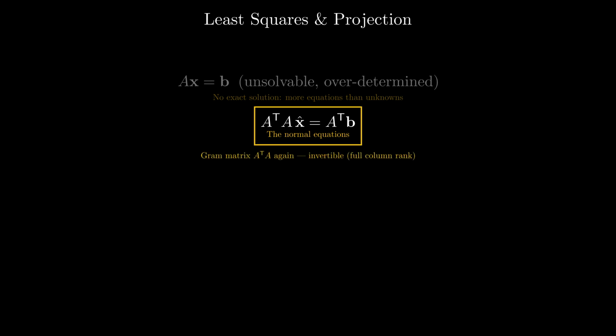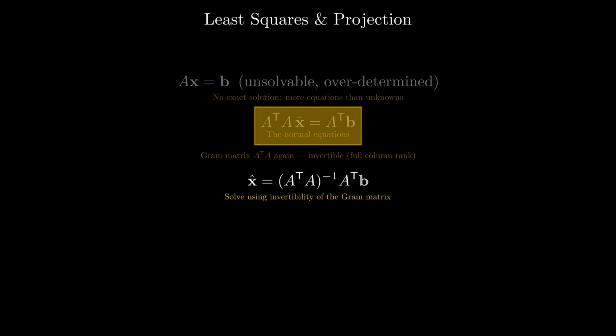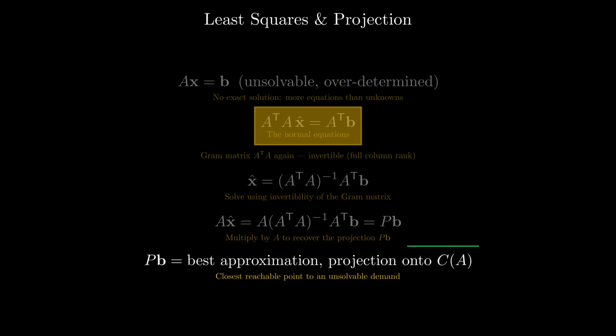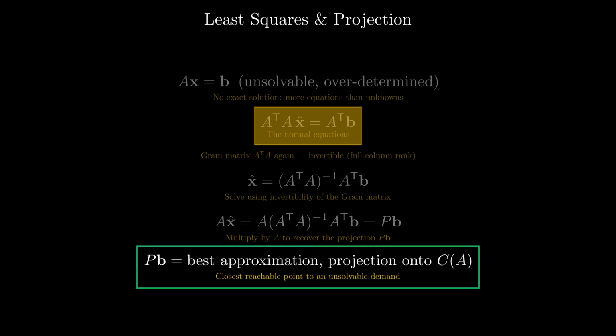And there's our grand matrix again, A transpose A, exactly the coefficient matrix that's invertible in the full column rank case. Solving gives x hat equals the inverse of A transpose A times A transpose B, and A times x hat equals A times the inverse of A transpose A times A transpose times B, which is exactly P times B, the projection of B onto the column space. So the projection finds the best approximate solution. The closest reachable point to an unsolvable demand is precisely what P delivers.